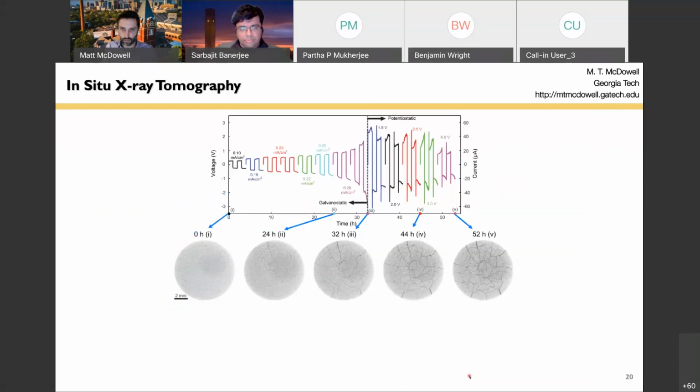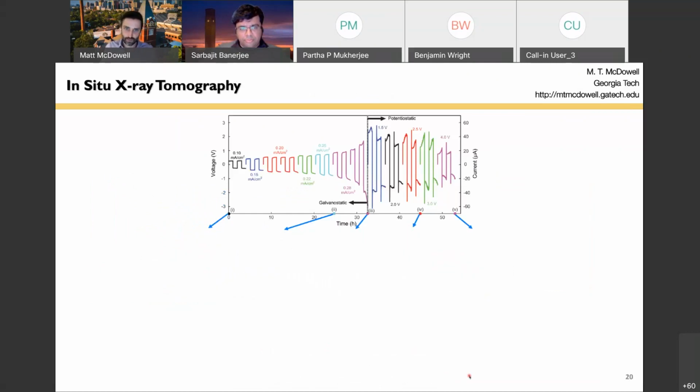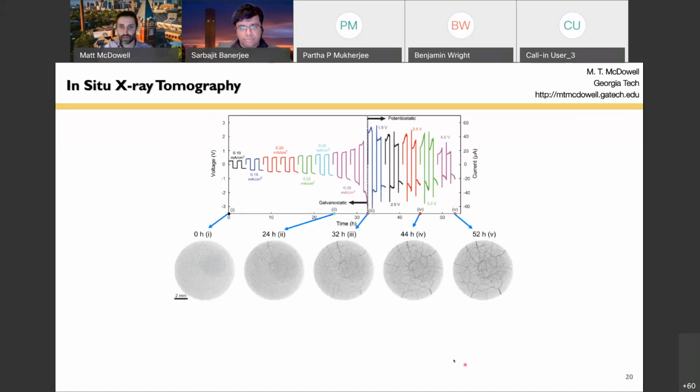So long story short here, what happens is we cycle these same type of cells. This is a different material, and we actually see a different failure mode. What happens in these cells is we never get to high enough current densities to create voids at the interface, so it's a different failure regime. Instead, this is basically a single image slice from the solid electrolyte as a function of time as we're cycling it.